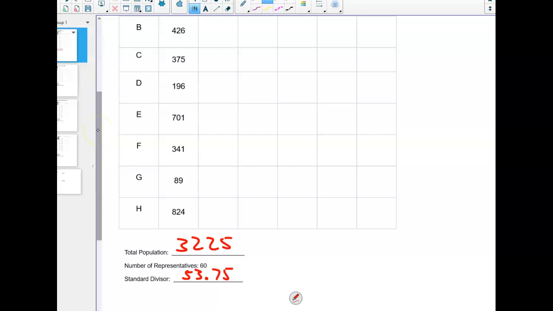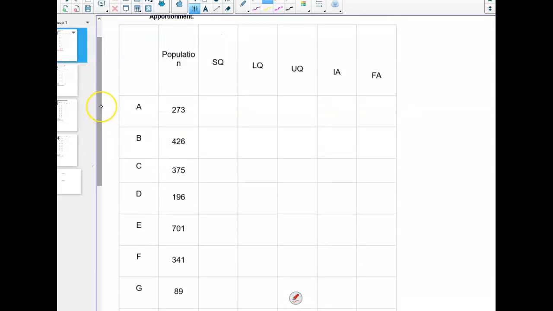So total population, we add all the individual populations up, that gives me my total population. Total population divided by reps gives me the standard divisor. And now I'm going to divide each individual population by the exact number, 53.75. Once again, I'm dividing each individual population by 53.75.